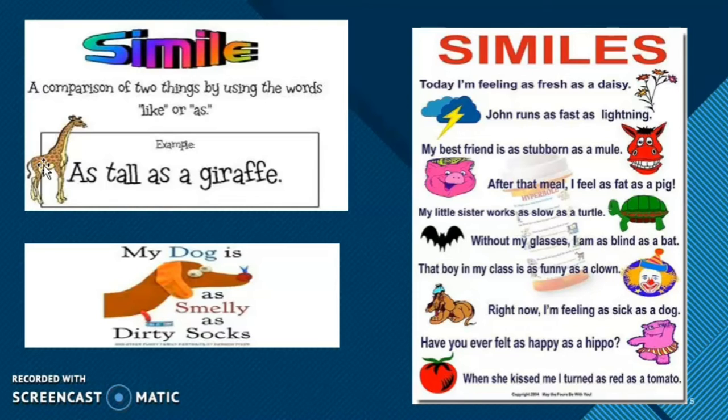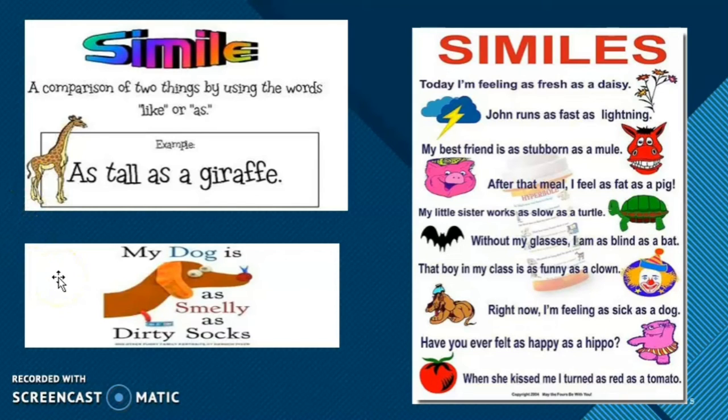For example, if I say my brother is as tall as a giraffe. Now, my brother is a human being. The giraffe is an animal, right? But my brother is tall and the giraffe is also tall, right? So I am comparing their qualities. So remember, the objects will be different, but they will have a similar quality.